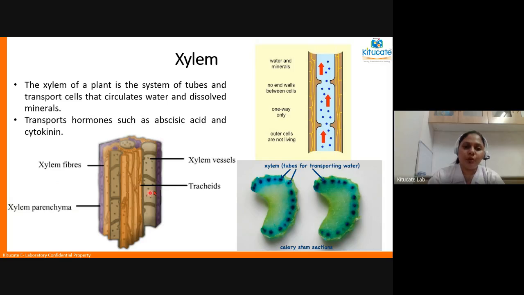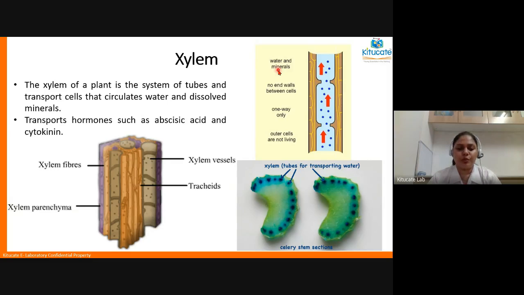And the fourth part is the tracheids. Now tracheids offer strength and support for the stem of the plant because they are running right through the center of the trunk. These are the four parts. Now, what are the functions of xylem? Most important, transportation of water and minerals.